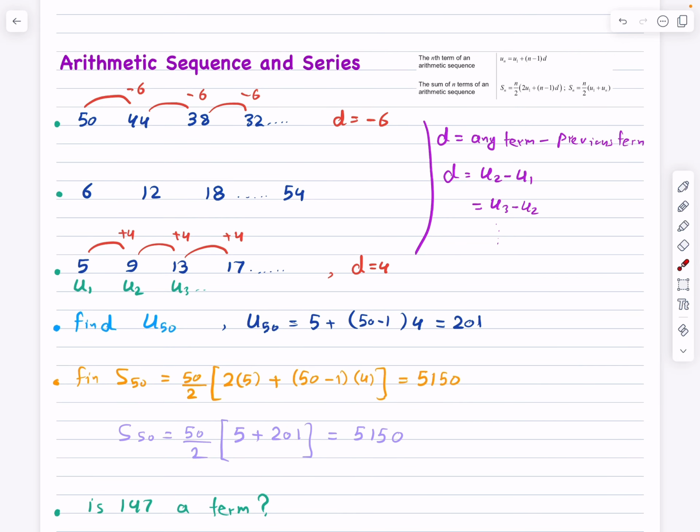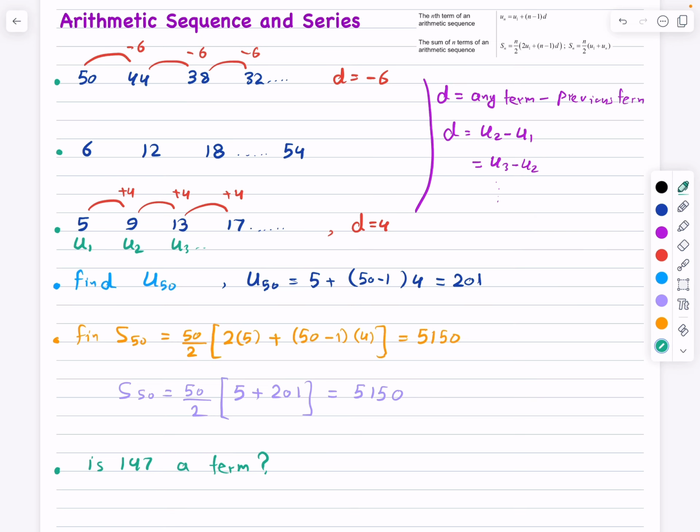So now, instead of Un, we know that our term is 147. So we will say 147 equals U1 plus n minus 1 times d. So U1, which is 5, plus, we don't know the value of n, so we keep it as it is, n minus 1 times the common difference d, which is 4. So now we will solve for n.